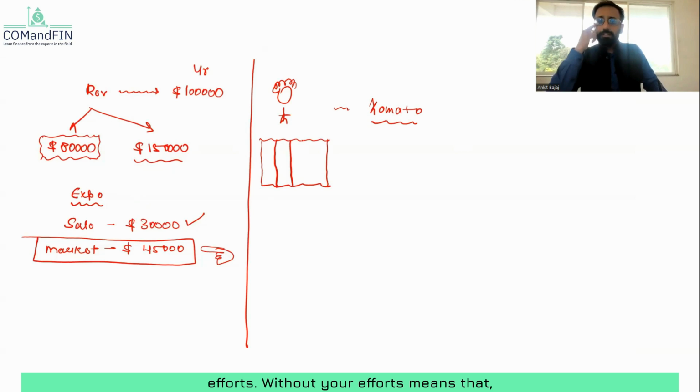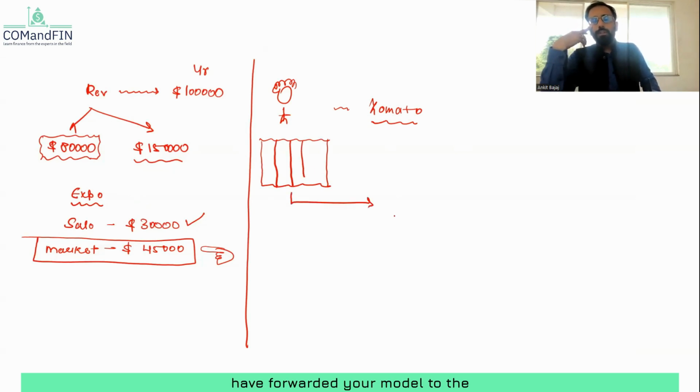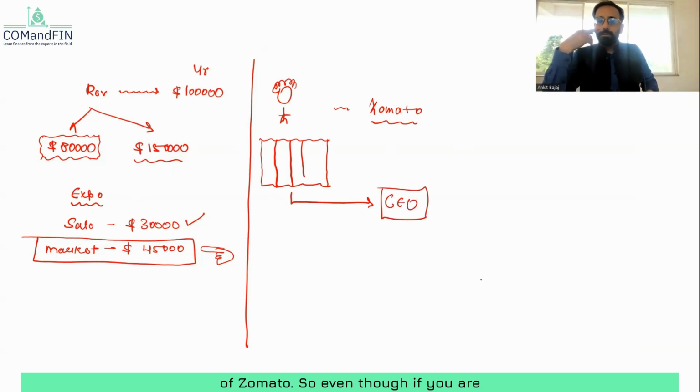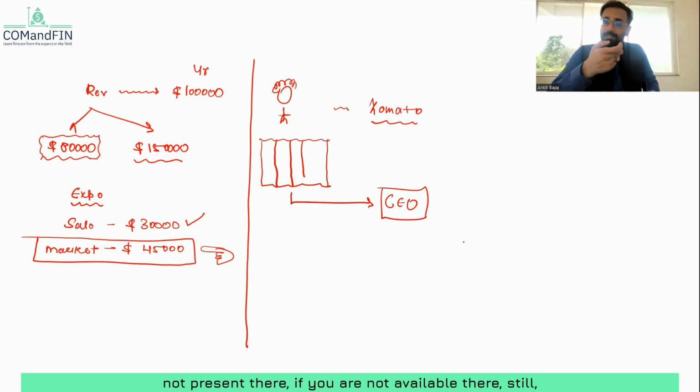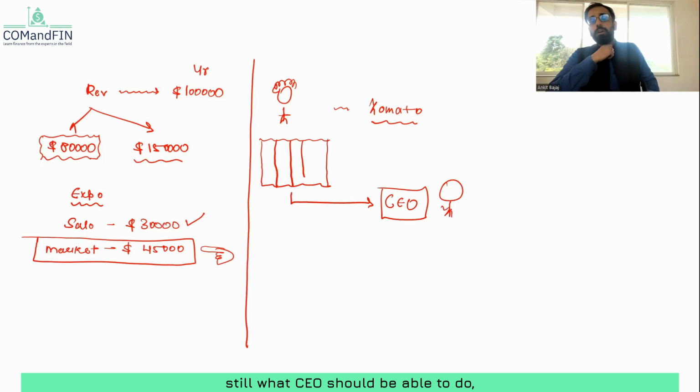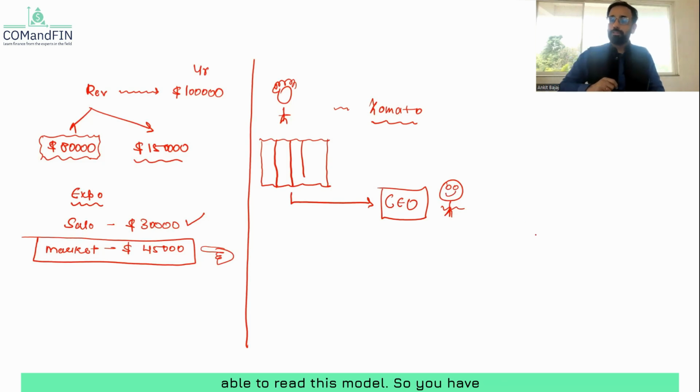Without your efforts means that, let's suppose you're not available there. You have forwarded your model to the CEO of Zomato. Even if you're not present or not available, the CEO should be able to read this model.